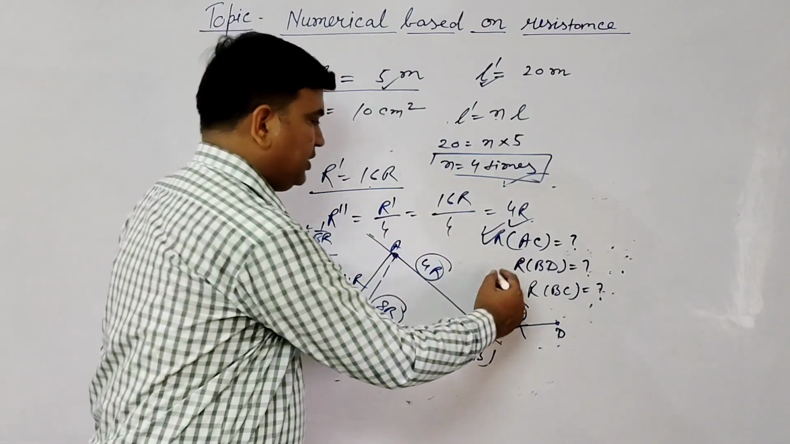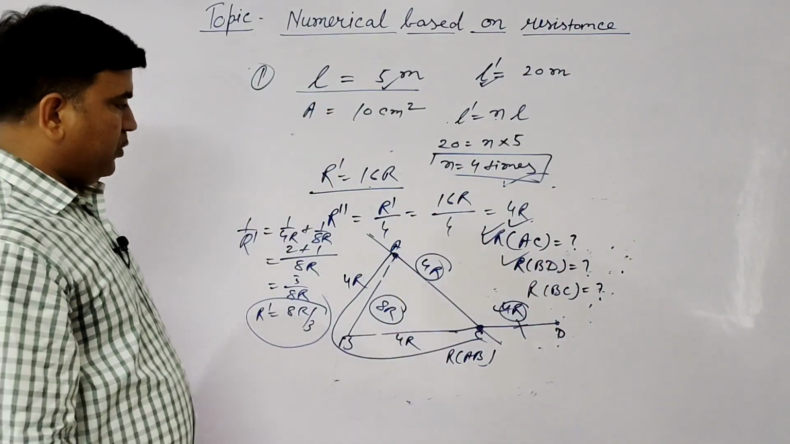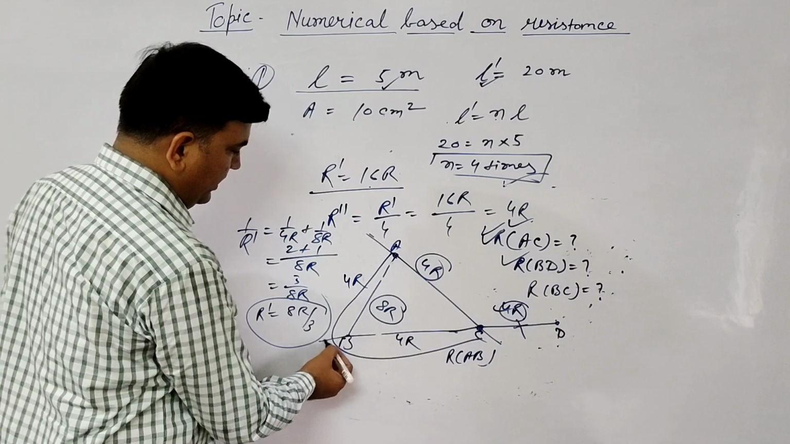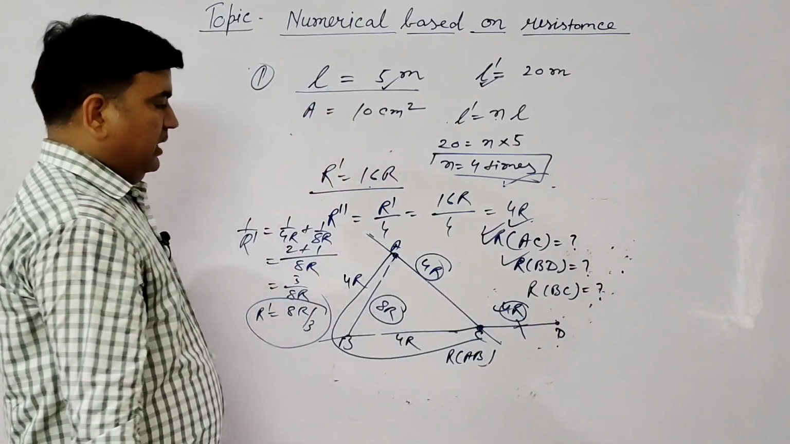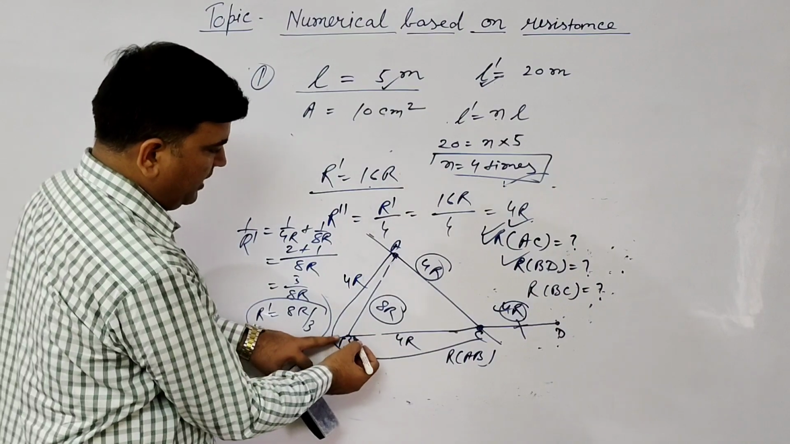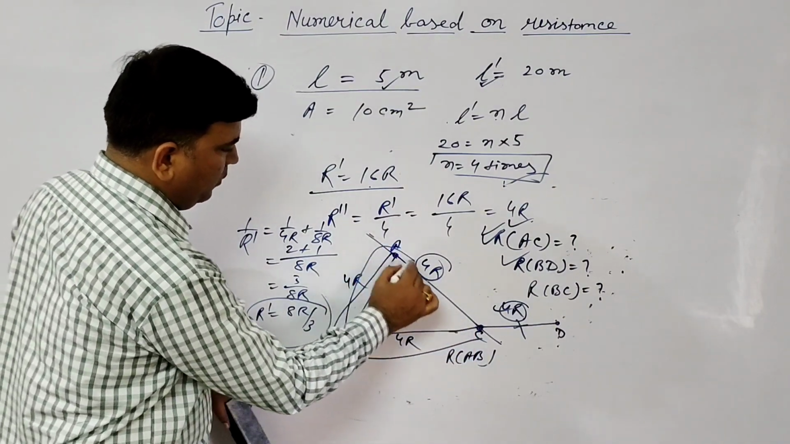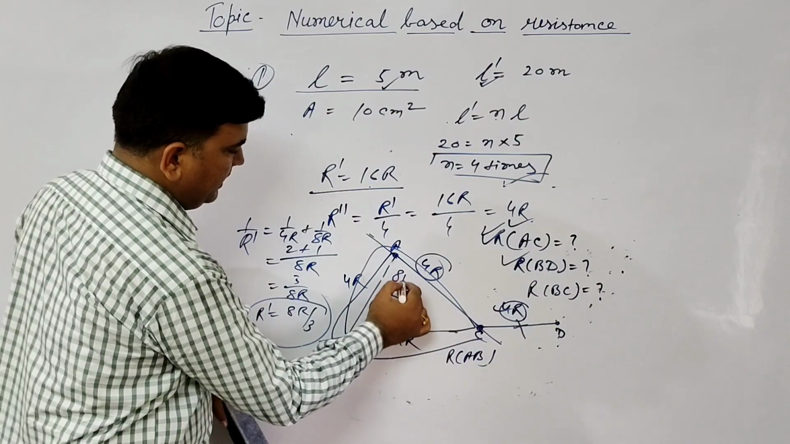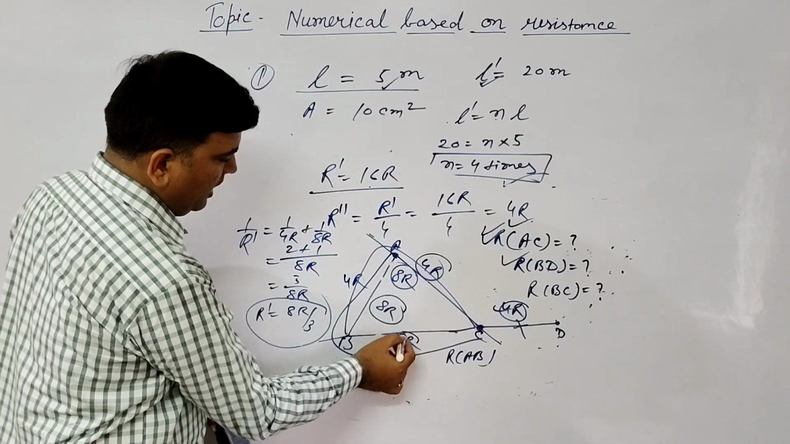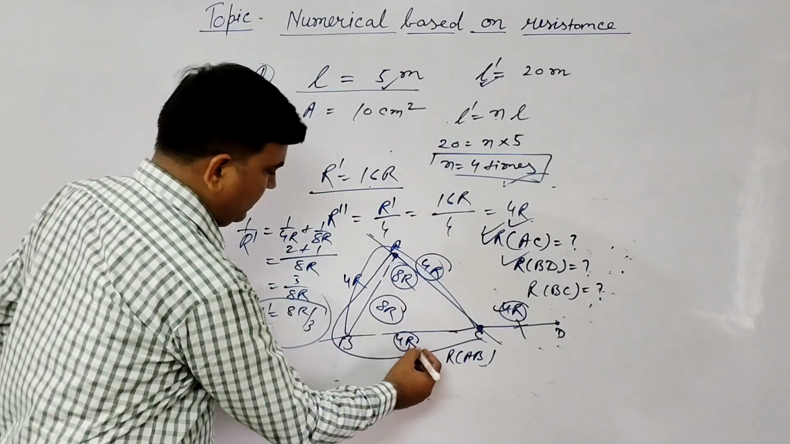Now find out the resistance across the point BD. Across the point BD, where is the point BD? You see here, B and it is D. And children, across the points B and D, first you have to find out the equivalent resistance across the point BC. So 4R and 4R both are joined in series, it is 8R. And 8R and 4R both are joined in parallel. And so the resistance becomes 8R by 3.